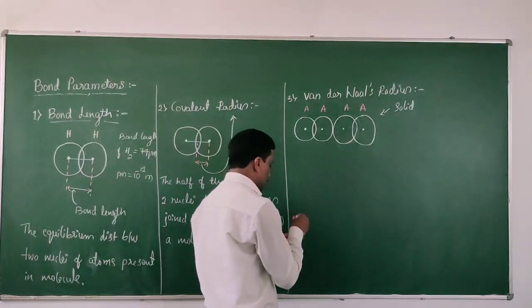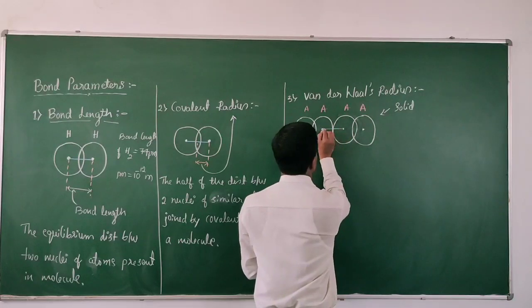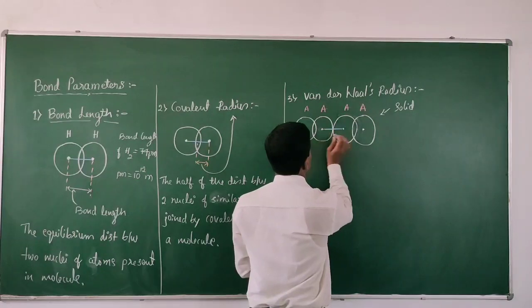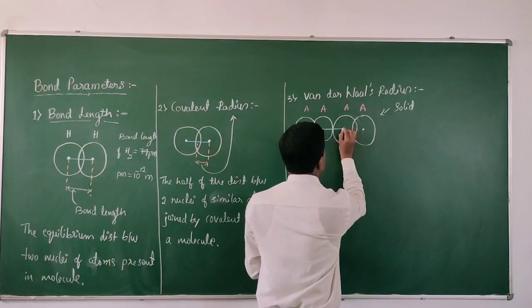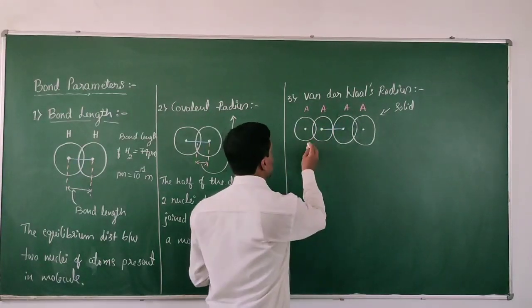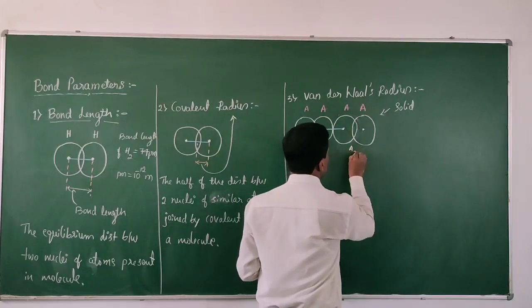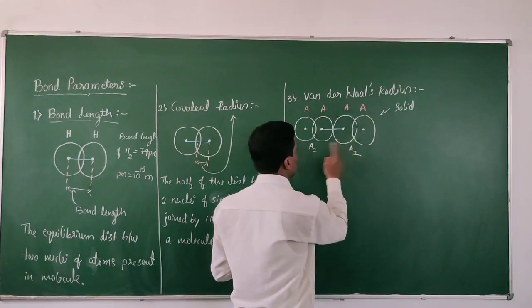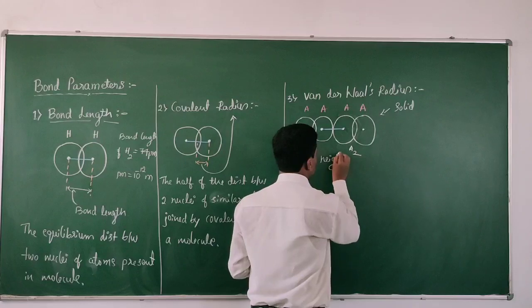Now I am considering only this distance. Look at it. I am considering this distance. Understand which distance I am considering. This distance. This is A2 molecule. This is atom A. This is atom A. These A2 molecules are neighboring molecules.